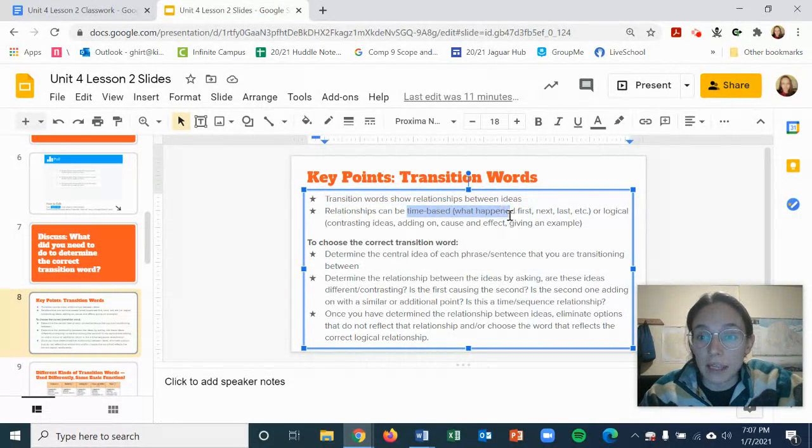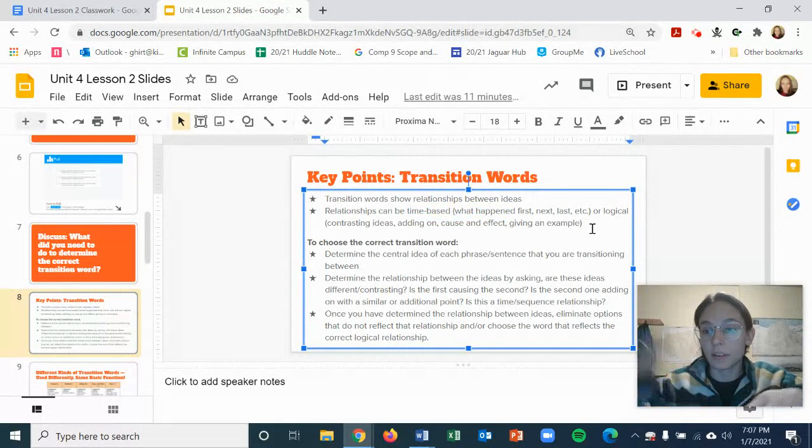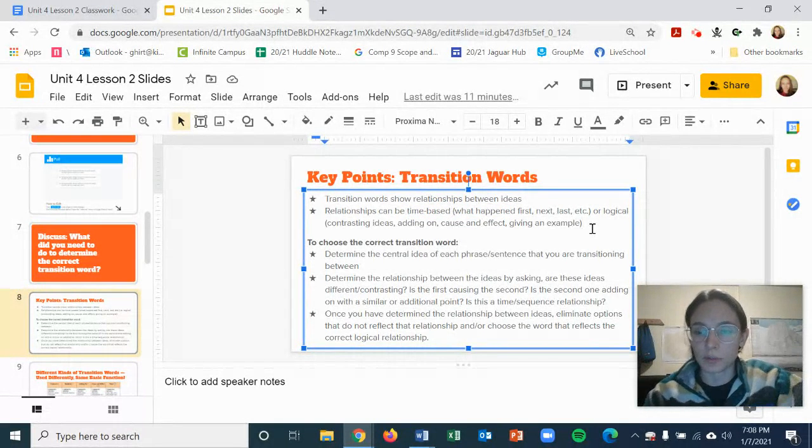Relationships can be time-based, right? What happened first, next, last. First this happened, then this happened, right? That's the relationship between those ideas. Or logical relationships, right? We could be contrasting ideas, we could be adding on, we could be showing a cause and effect, we could be giving an example.